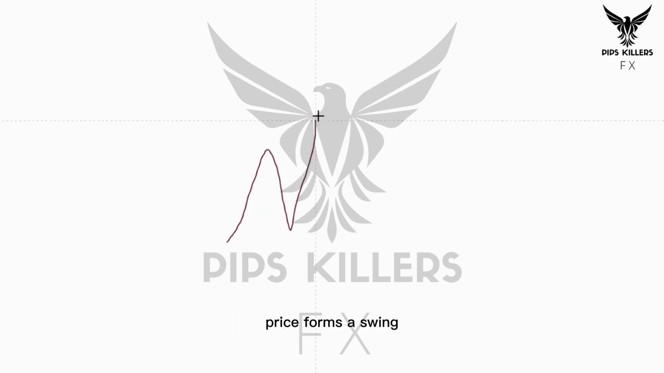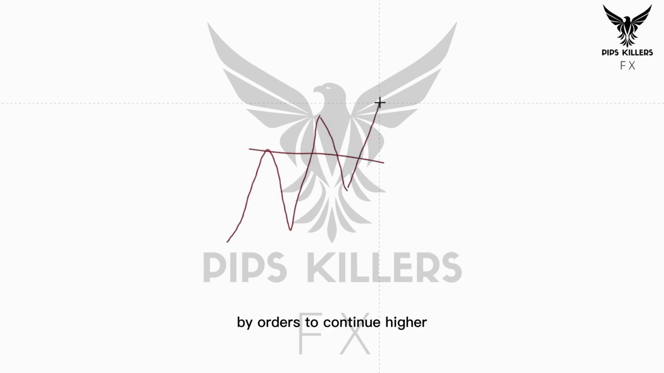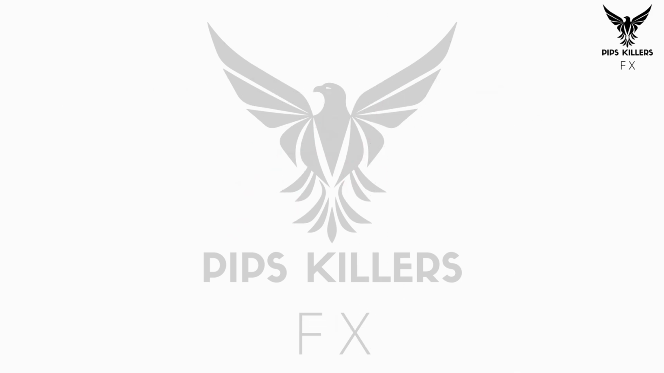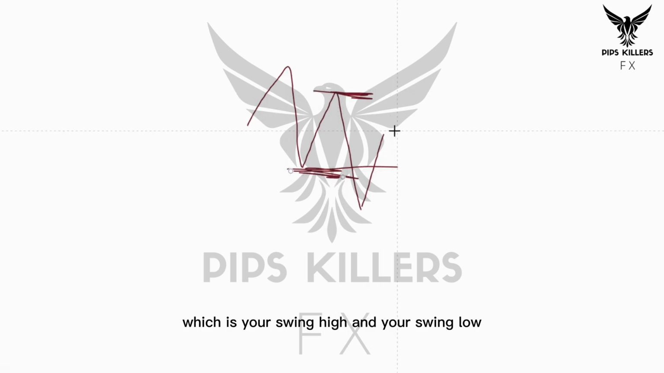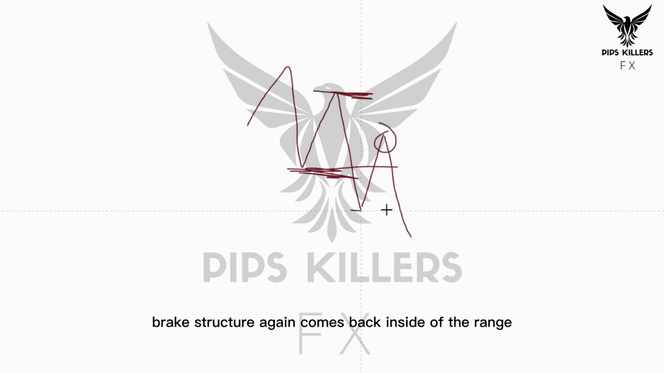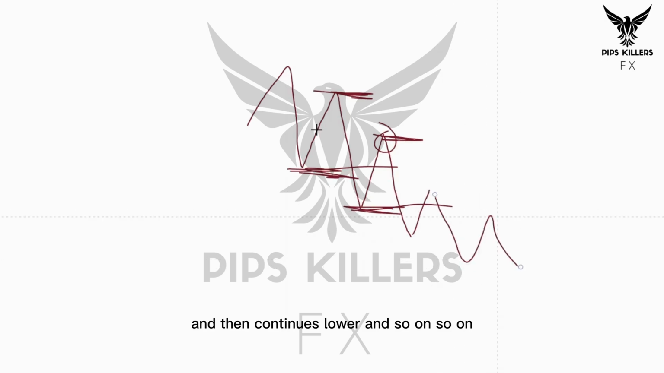Price forms a swing, breaks that swing. After it breaks that swing, it comes back inside of the swing to find more buy orders to continue higher. And same thing, the opposite direction. Let's say it was a bearish market. Price breaks structure here. Instead of continuing lower, price comes back and looks for orders within your range, which is your swing high and your swing low. Price finds more sell orders, breaks structure again, comes back inside of the range, finds more sell orders within your range, and then continues lower, and so on. This will be your supply and demand structure. This is very important as we continue.